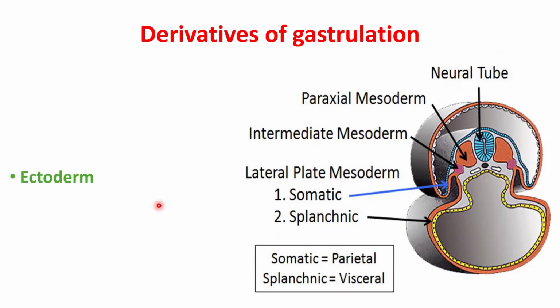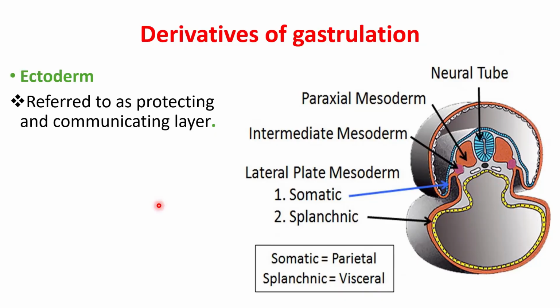Yes. So let's talk about the ectoderm. For the ectoderm, it is being referred to as the protecting and communicating layer. Protecting, why? Because it's the one that will give us the skin, the integumentary skin. And then communicating because it's the one that will give us the nervous system.